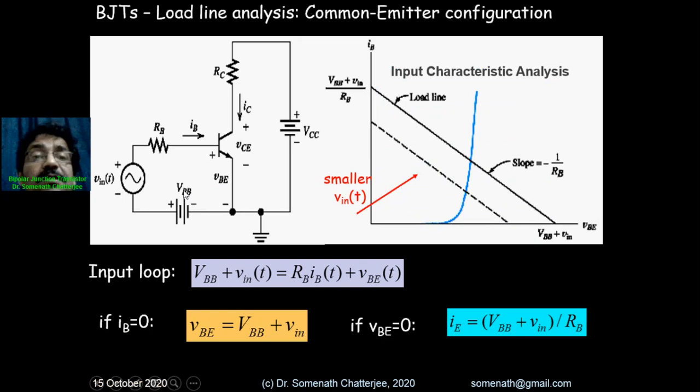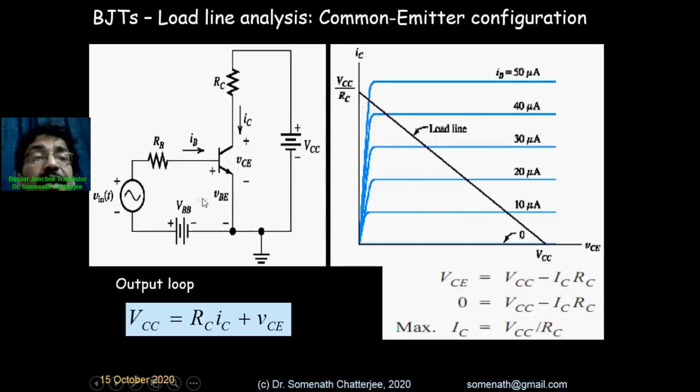Now we can consider how we can do the analysis in the output part. This is called the circuit analysis. Please understand it, otherwise it will be very tough for you to realize the same. So here are the same circuits we were given. Now we will concentrate on the output loop. In the output loop, you know that this is basically the output characteristics.